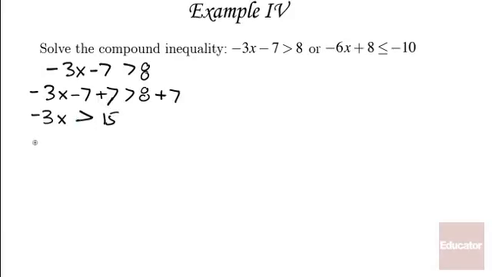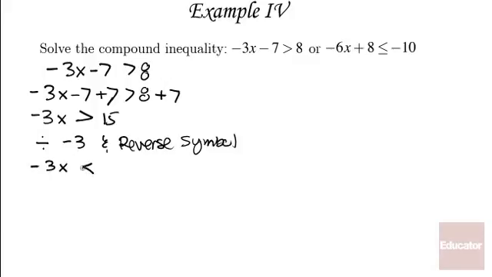That's a 7. Then I'm going to be dividing by a negative 3. Since I'm going to be dividing by a negative 3, I need to reverse the inequality symbol. So I reversed that and made the greater than symbol a less than symbol because I'm dividing by a negative number. Negative 3's drop out, and I end up with the inequality x is less than negative 5. So that is my first inequality.